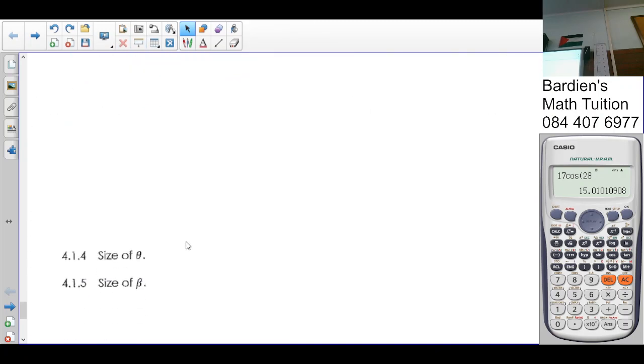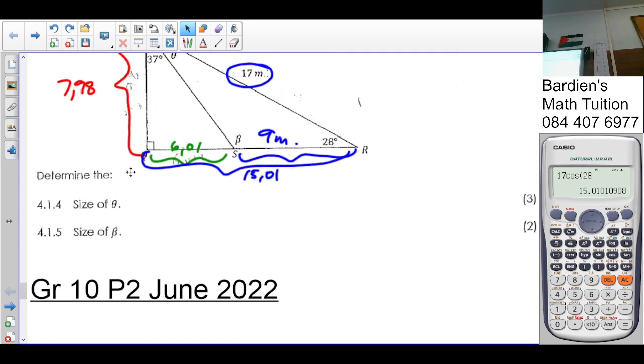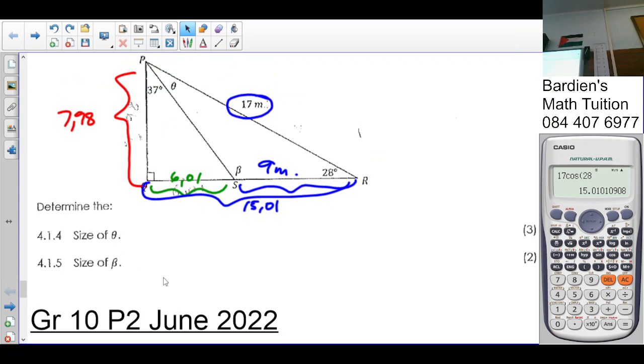Okay, so there's only 2 questions here. The question says determine the size of theta. Is theta in a right angle triangle then? No. Okay, so we can work out this whole angle here. Once we get the whole angle QPR, we subtract 37 degrees, and you will get theta on its own.